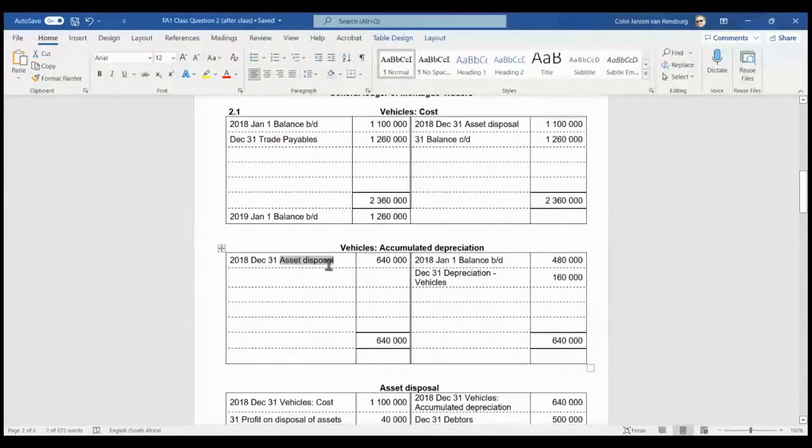Now I'm going to ask you a little question, just as a matter of interest, ladies and gentlemen. Let's just say that those are the only entries that we've done regarding the disposal so far. We've taken the 1,100,000 cost to the asset disposal account. We've also taken the 640,000 accumulated depreciation to the asset disposal account. So if those are the only two entries on the asset disposal account, what does the balance on that asset disposal account now represent?